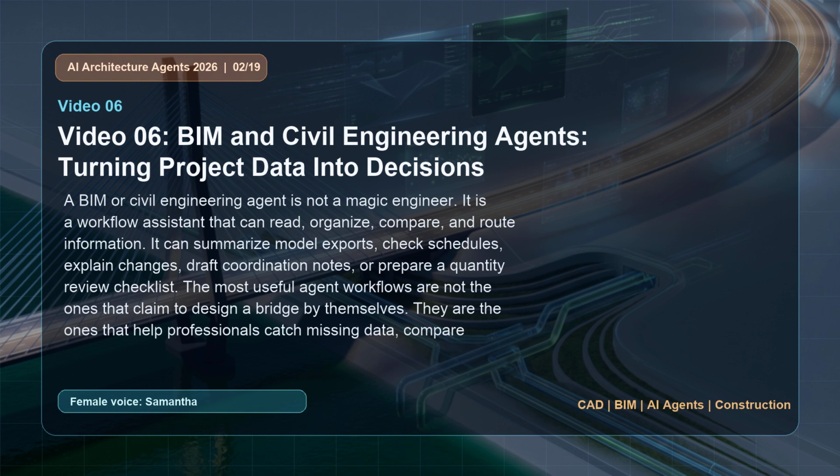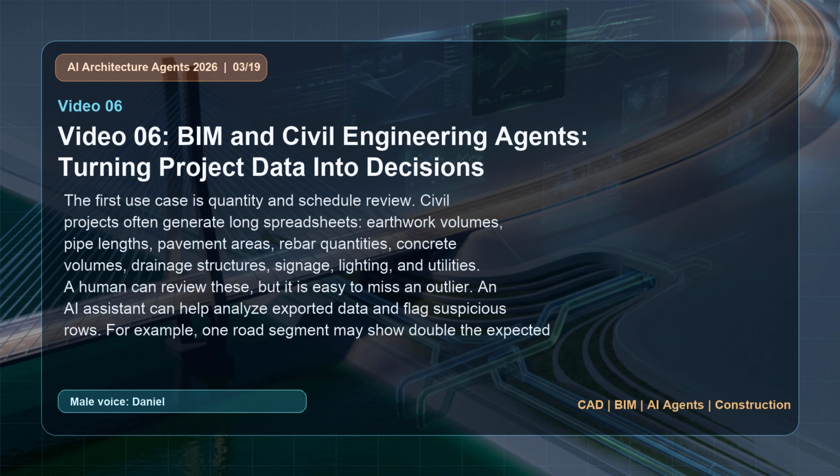It can summarize model exports, check schedules, explain changes, draft coordination notes, or prepare a quantity review checklist. The most useful agent workflows are not the ones that claim to design a bridge by themselves. They are the ones that help professionals catch missing data, compare assumptions, and prepare better questions before a coordination meeting. The first use case is quantity and schedule review.